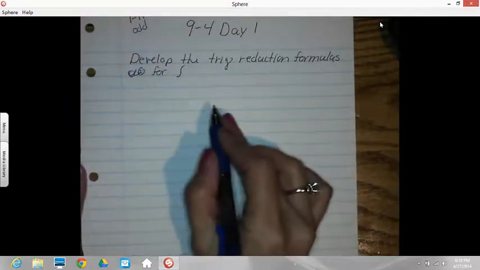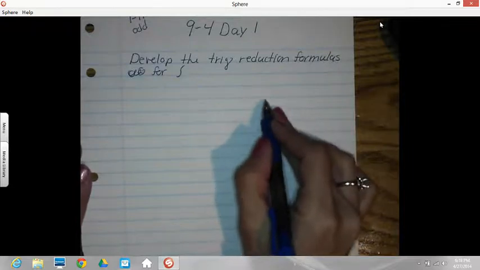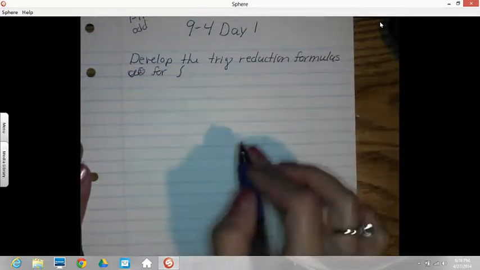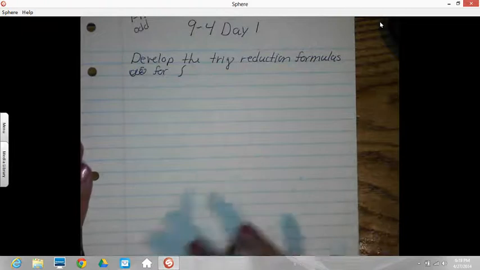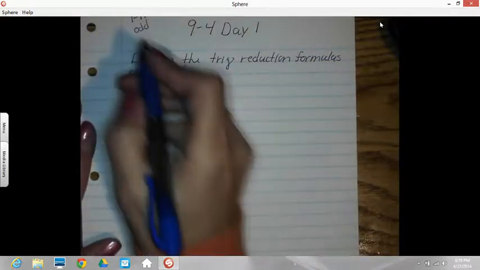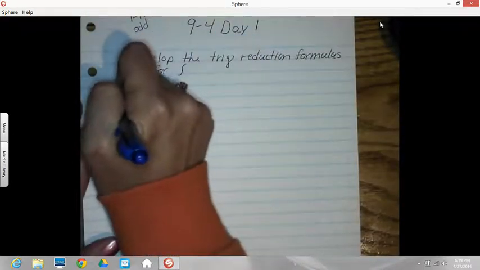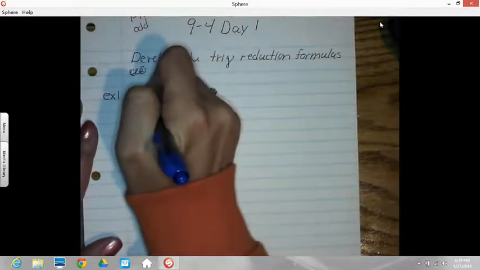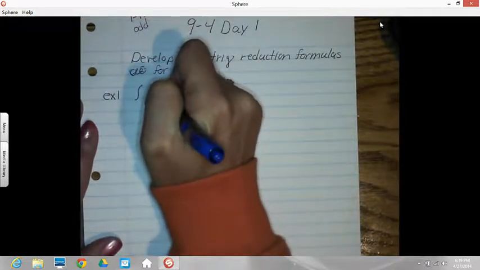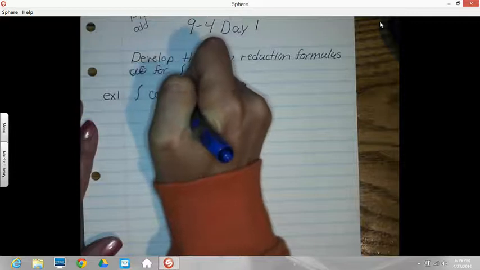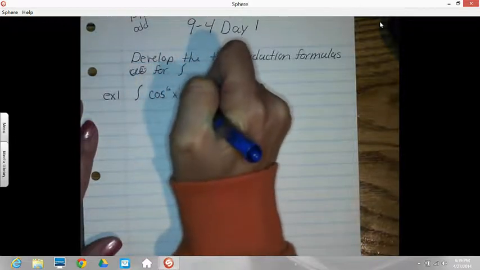So what we're going to be doing is going through the integration by parts. We're going to do one iteration of it and simplify and then see we should be where we need to be. So here, we'll just get started. Say I had the integral of cosine to the 6th x dx.